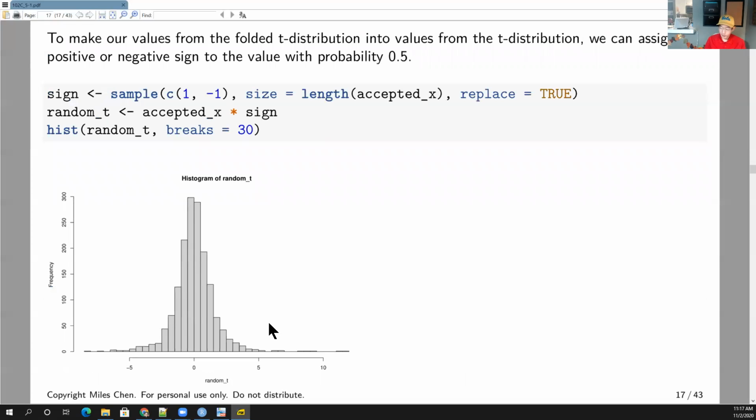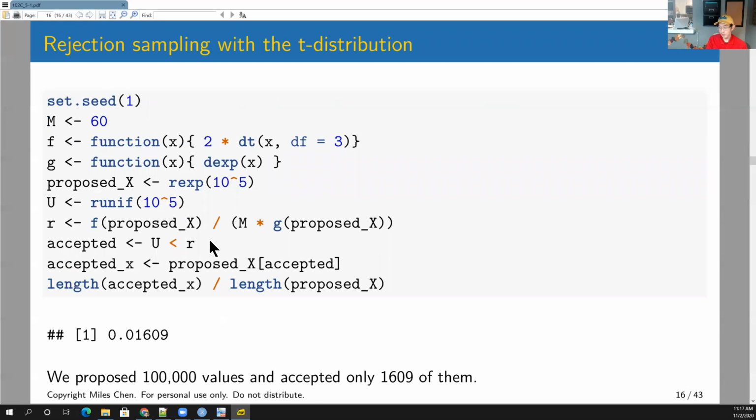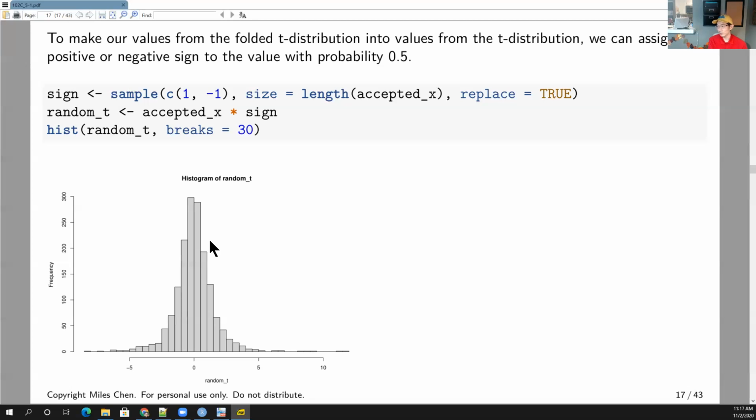Okay, but if you explore it, it does look like the t distribution. Remember, we're getting values from the folded t, only the positive half. So to make it into the regular t distribution, you can just assign a positive or negative sign at random. So half of the values should become negative. I'm just going to sample either 1 or -1 with probability 0.5, with replacement, and then multiply the accepted values of x by the sign. So either they're going to get multiplied by 1 or -1, and this will end up being my random t distribution.